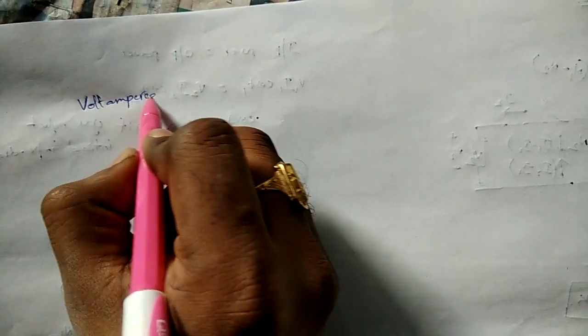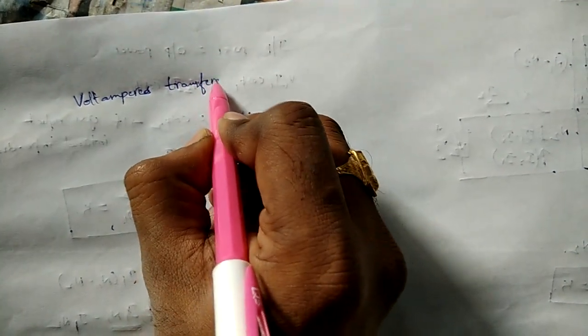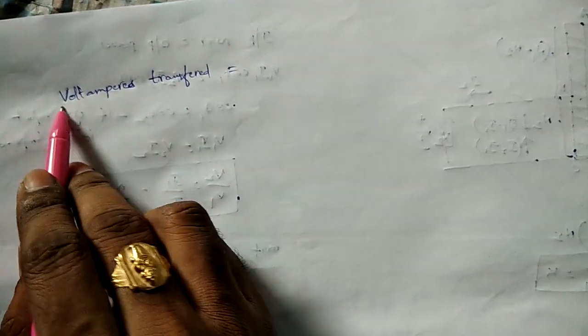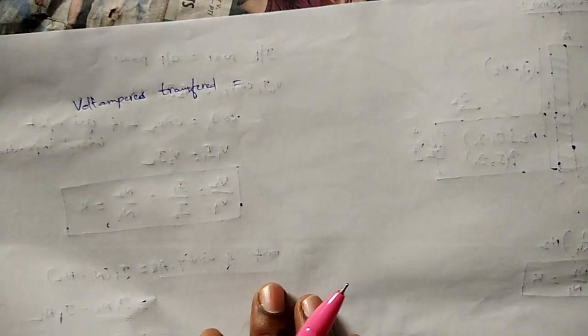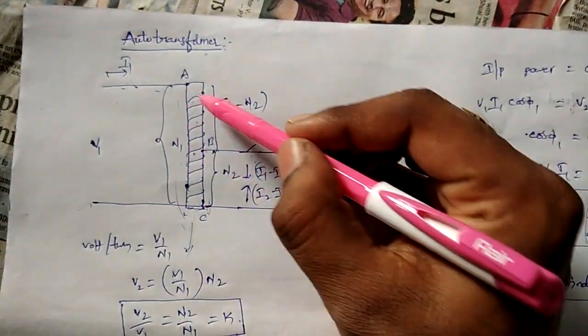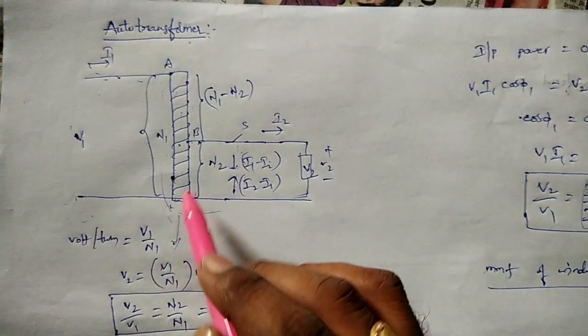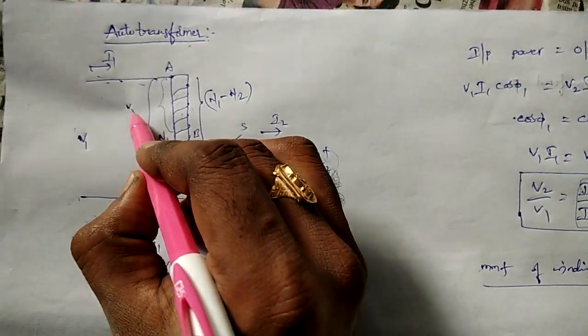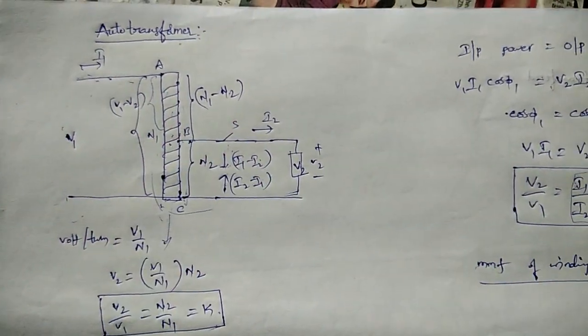So the volt amperes transferred is equal to, volt amperes means voltage into current, right? Voltage in transfer means voltage in part AB. Here this is the voltage V1 and this is the voltage V2 across this. So in this part the voltage is V1 minus V2 and the current flowing here is I1, right? So V1 minus V2 into I1.